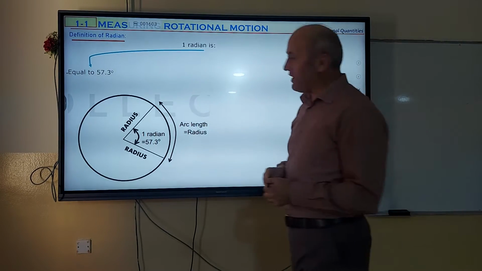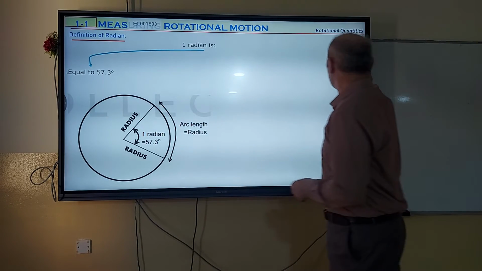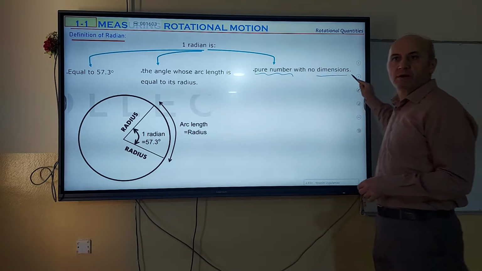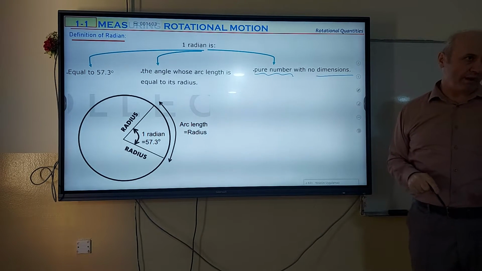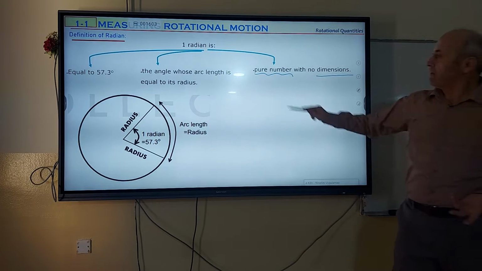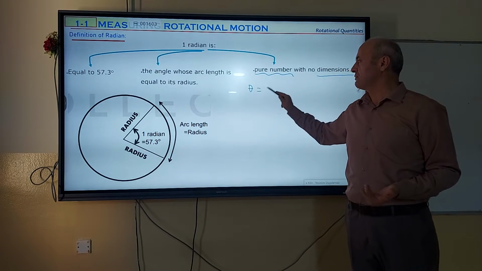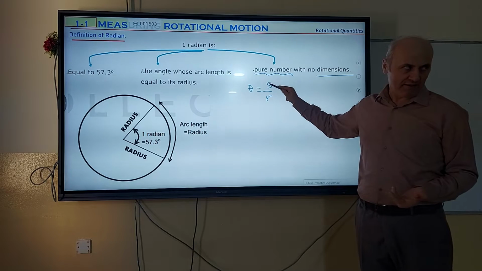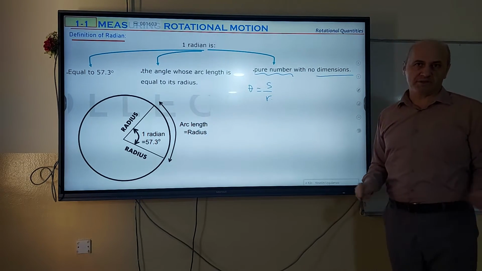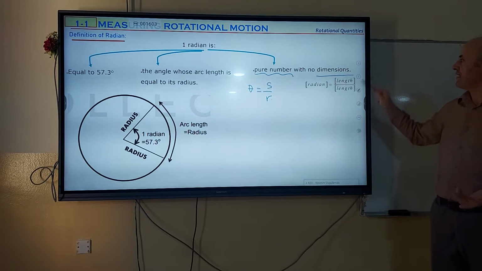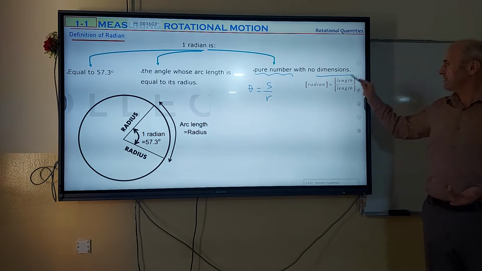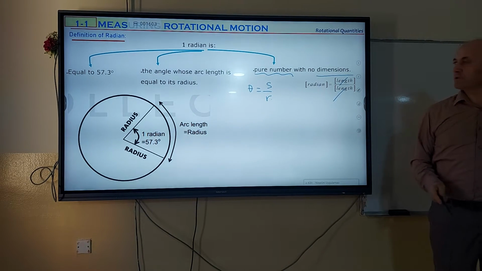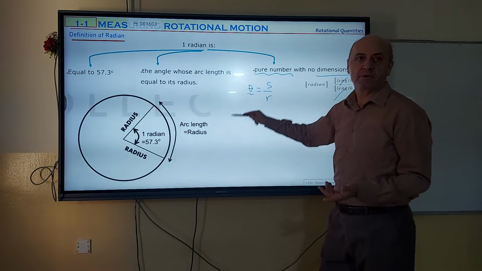And then we are going to find radian. Radian is a pure number with no dimension. Why a pure number with no dimension? Because according to the equation, theta is equal to s over r. s is arc length, it is length. Radius is also length. So when we divide length by length, we get only a number. That's why this is only a number.